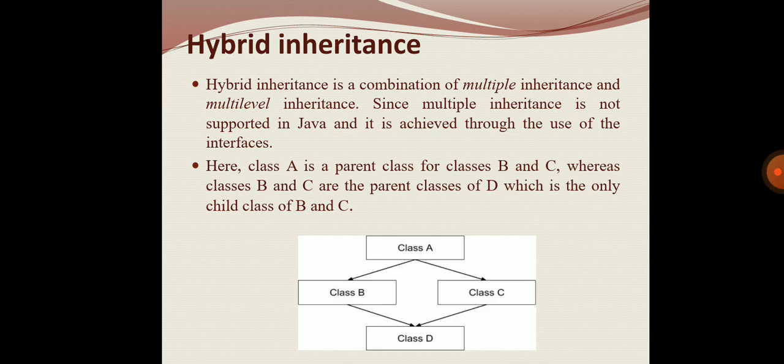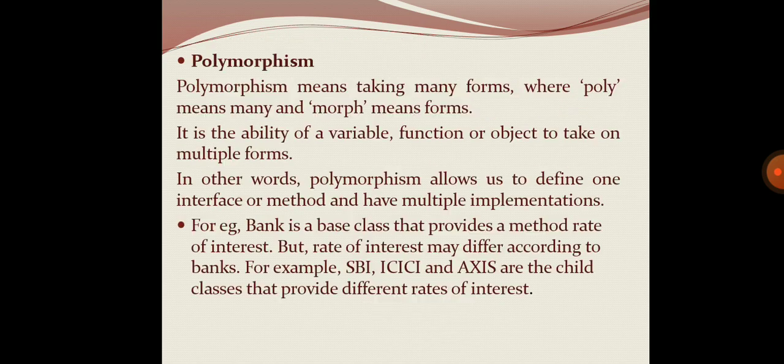Next is hybrid inheritance. Hybrid inheritance is a combination of multiple inheritance and multi-level inheritance. Since multiple inheritance is not supported in Java, it is achieved through the use of interfaces. Class A is the parent class of classes B and C, whereas classes B and C are the parent classes of D, which is the child class only for B and C.